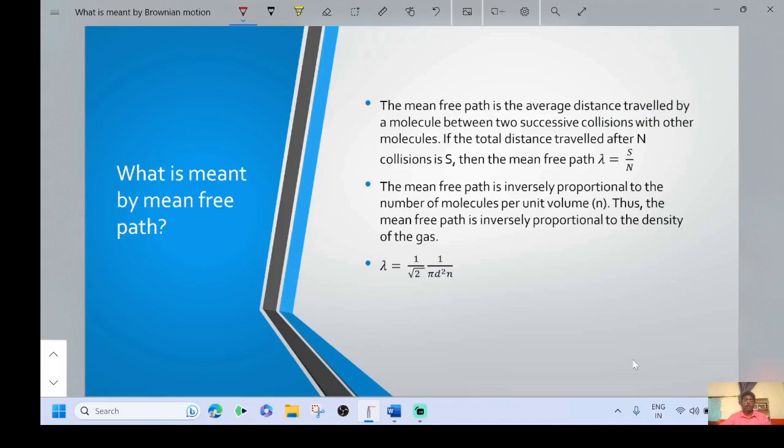What is meant by mean free path? The mean free path is the average distance traveled by a molecule between two successive collisions with other molecules. If the total distance traveled after n collisions is s, then the mean free path lambda equals s divided by n. A formula is available for the mean free path: lambda equals 1 divided by root 2 pi d square n. From this we may interpret that the mean free path is inversely proportional to the number of molecules per unit volume, that is, the density.